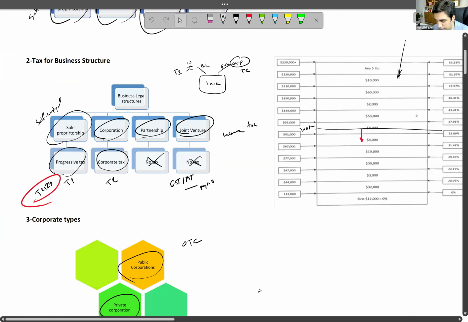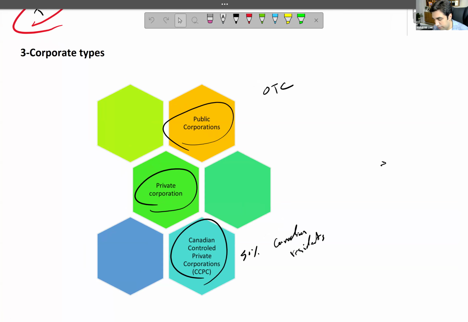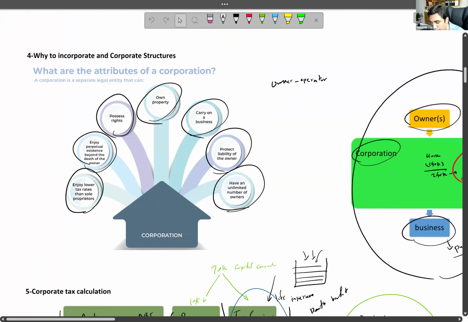Then for the corporations, we talked about public companies that are traded publicly, and then private corporations. Whatever is not a public company is a private corporation. And if a private corporation is mostly owned by Canadian tax residents, then it's called a Canadian Controlled Private Corporation, or CCPC. And then we talked about the attributes of having a corporation.